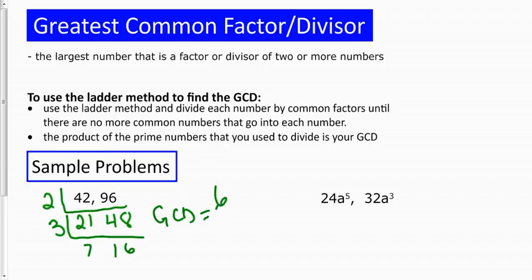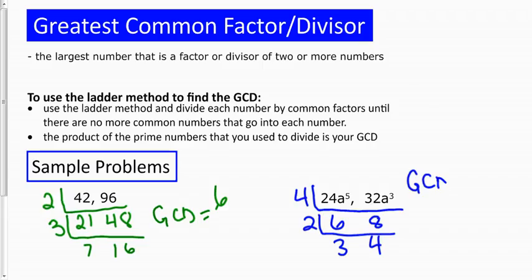Next, let's take a look at 24a to the 5th and 32a to the 3rd. I'm going to just worry about the coefficients for right now. So I'm going to divide here. I know 4 will go into 24 and 32. 4 goes into 24 6 times, and into 32 8 times. And then I know 2 will also go into 6 and 8. 2 goes into 6 3 times, and into 8 4 times. So my GCD of my coefficients is going to be 4 times 2, and that's 8.